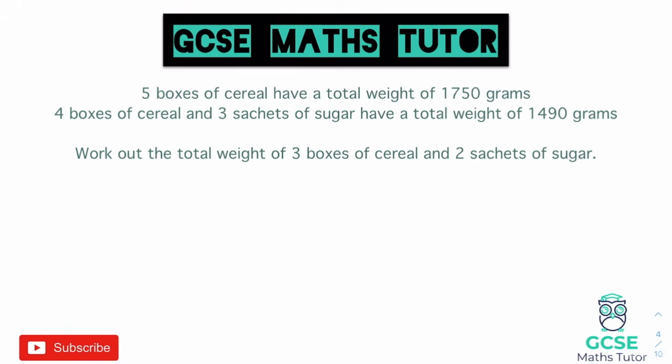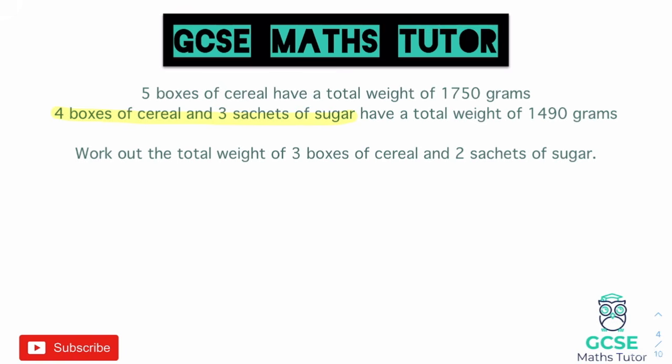So let's read through this question. It says here that 5 boxes of cereal have a total weight of 1,750 grams. It then says that 4 boxes of cereal and 3 sachets of sugar have a total weight of 1,490 grams.